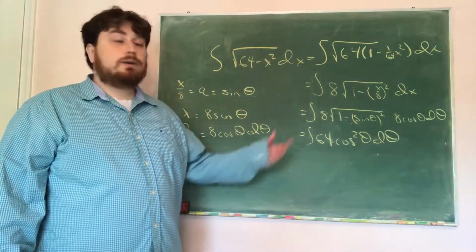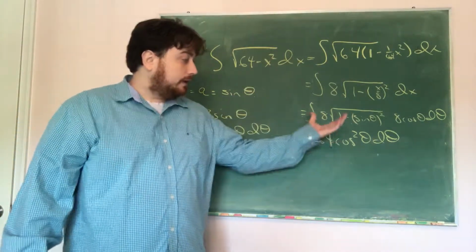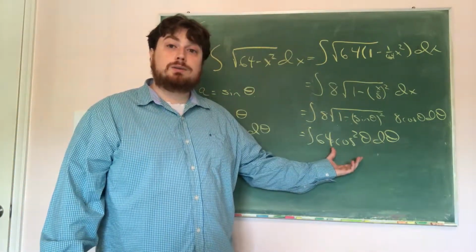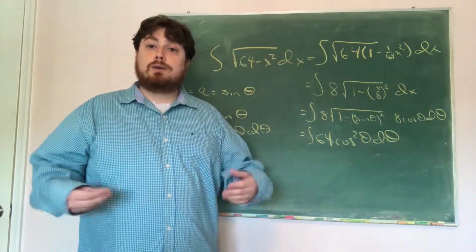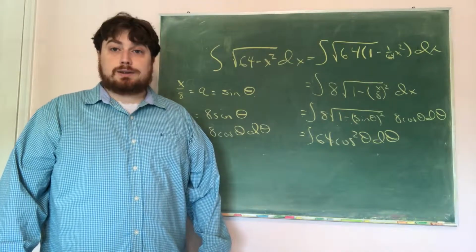So notice that we've turned the integral of the square root of 64 minus x squared dx into finding the integral of 64 cosine squared d theta. And so now I have a new integral. I'm going to have to start my process over and figure out what technique of integration to use.